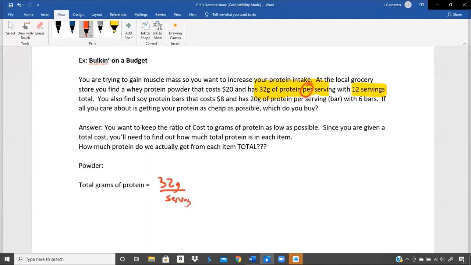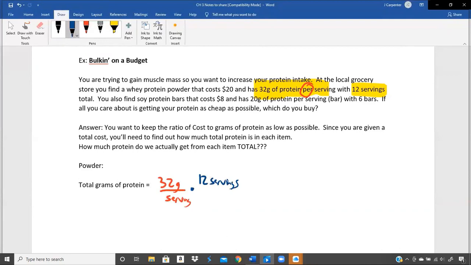The word per here is extremely important. I've said it many times. I've written it at least once. Per means the next unit goes in the bottom. Then we have 12 servings. Now, if you try to divide this, it would look really weird. So let's try multiplying it. I say it would look really weird, and you would end up with grams per serving squared.